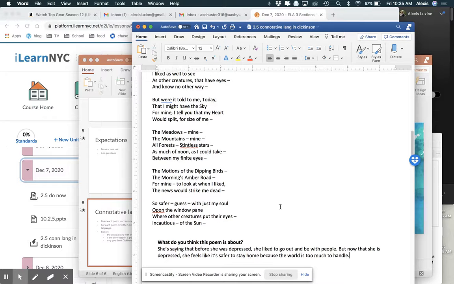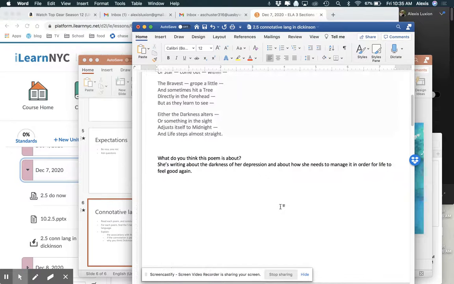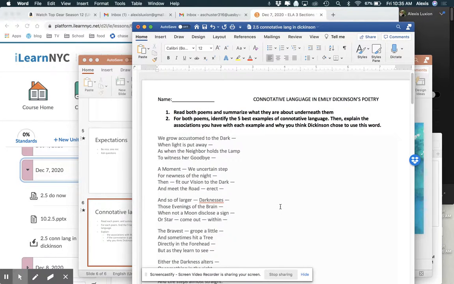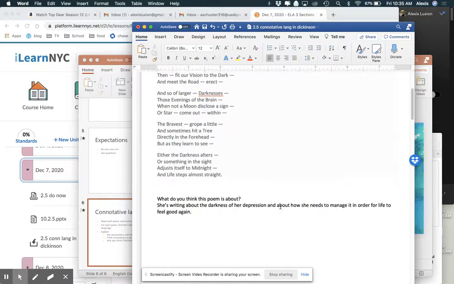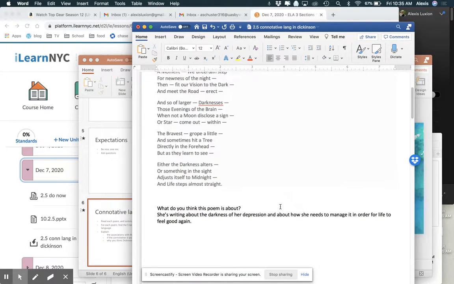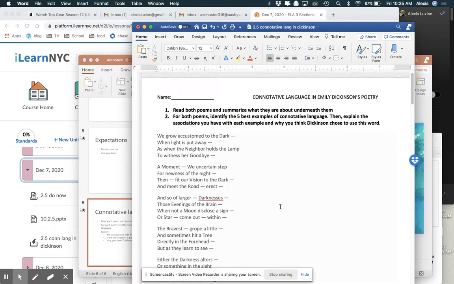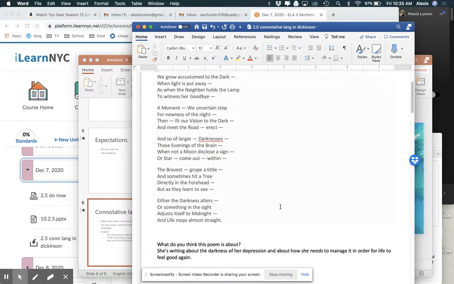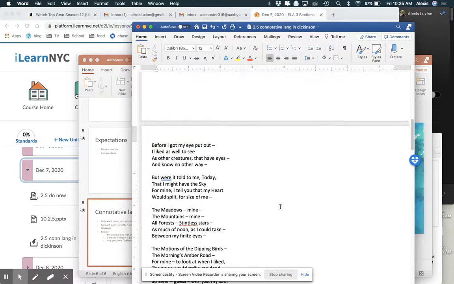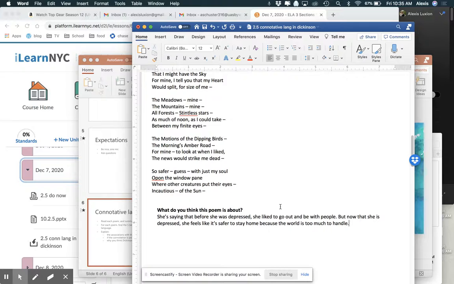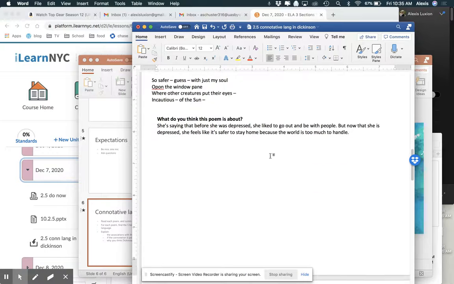If you feel like you had no idea what either of these two poems were about before we started, that's really okay. Emily Dickinson is a little bit hard. Her poetry can be a little bit difficult sometimes. So that's really, really okay. If you feel like, what? I didn't think it was about that. What are you talking about?